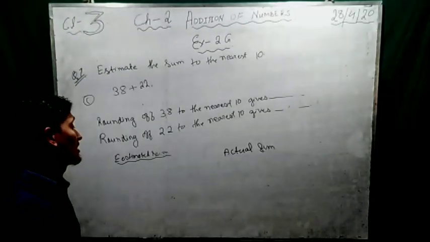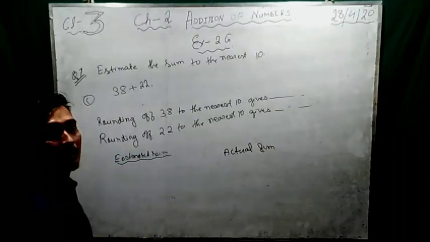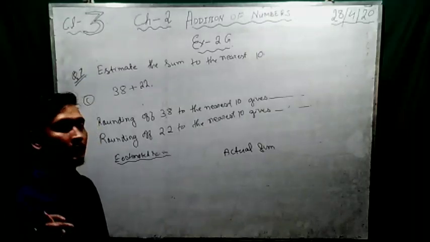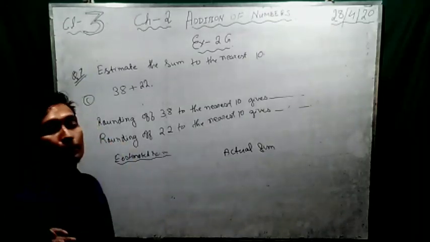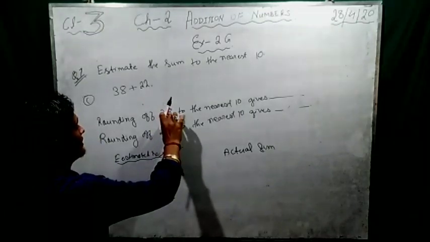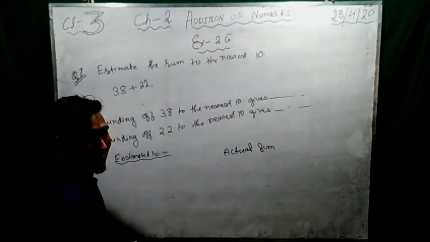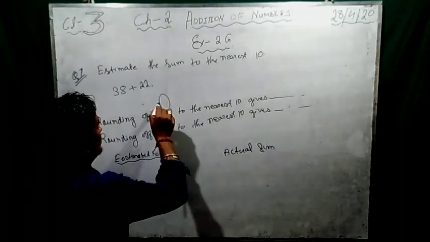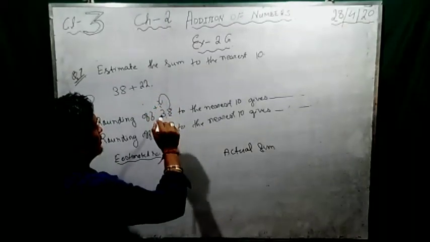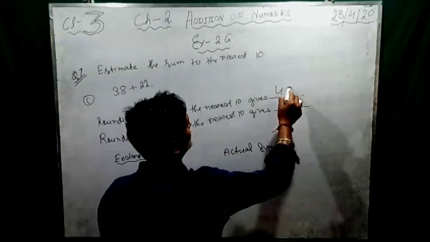So question number C, 38 plus 22. We have to round off to the nearest 10. Estimate the sum to the nearest 10. So first of all we have to estimate these two numbers. What is this? This is 8. So what we have to do? Plus 1. So 3 plus 1, 4. And in place of 8, 0.